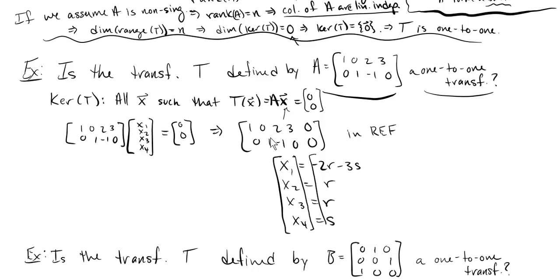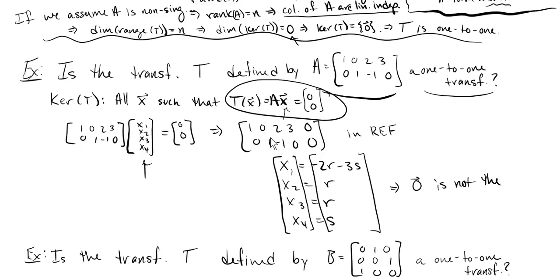Notice, though, there are many more than just the 0 vector in this set of x's that we've defined by our equation for the kernel. Right? So it implies 0 is not the only vector in the kernel of our transformation. That means the kernel is not the 0 set, which means the transformation is not 1-to-1.